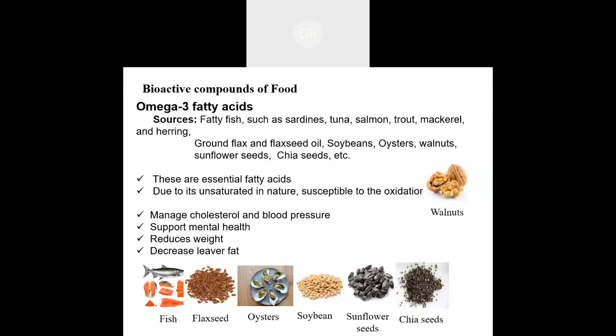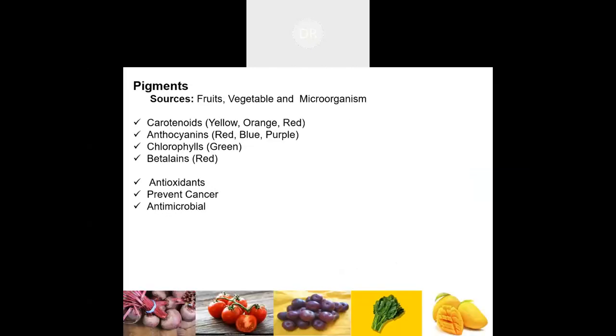Next, please. The next bioactive component is pigments. There are three major sources: fruits, vegetables, and microorganisms. They are divided into four categories: carotenoids, anthocyanins, chlorophyll, and betaines. These possess antioxidant activity, prevent cancer, and possess antimicrobial activity. Next, please.